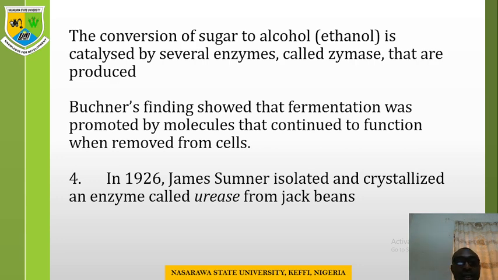So lastly, the fourth scientist that did work, and that became like a springboard, was in 1926 by the scientist known as James Sumner. He was able to isolate and crystallize an enzyme called urease from the jack beans. So it's from this point that a lot of great scientific work begins to identify the various enzymes that are responsible for a lot of biological reactions taking place.